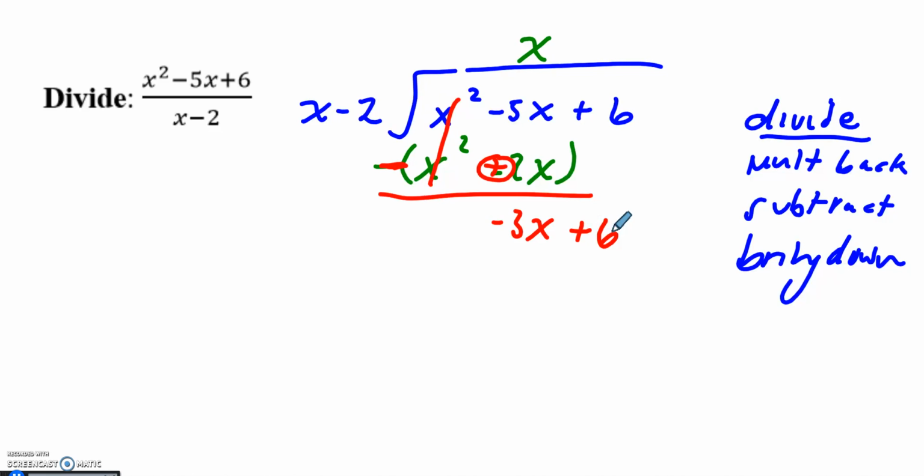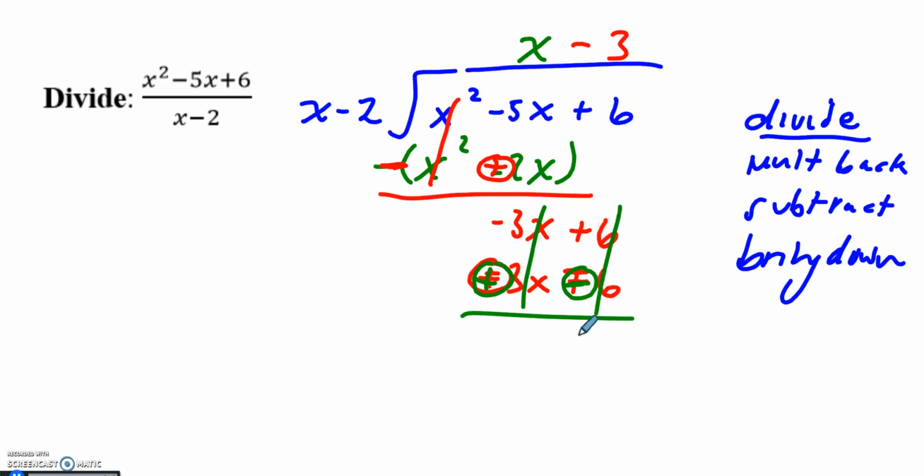Then we'd start the process over. How many times does x go into negative 3x, or division? Negative 3x divided by x is negative 3. Negative 3 times x is negative 3x. Negative 3 times negative 2 is a positive 6. Now if I subtract, I'm really subtracting an entire quantity. And when I do that, both of my signs change. So this becomes a plus, and this becomes a minus. And if I do that in a different color, this becomes a plus, this becomes a minus. Negative 3 plus 3 cancels.